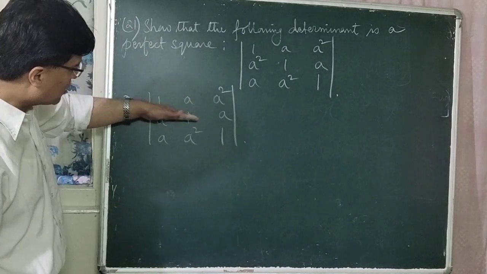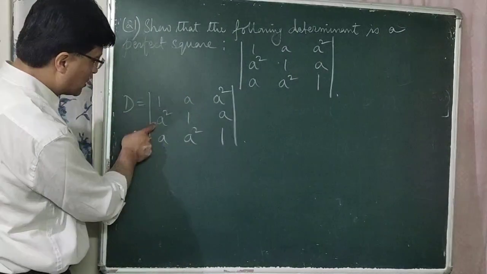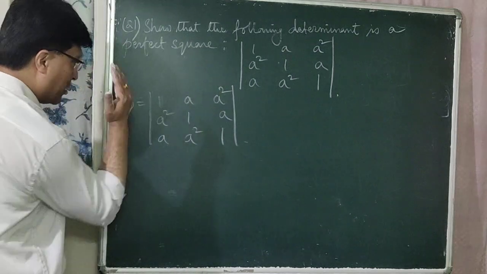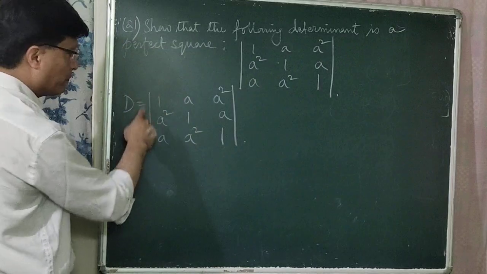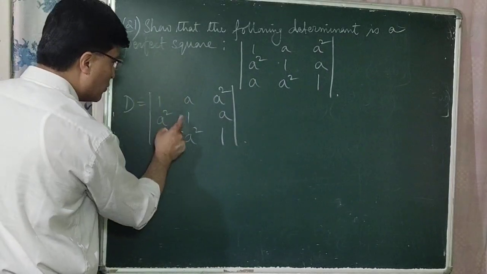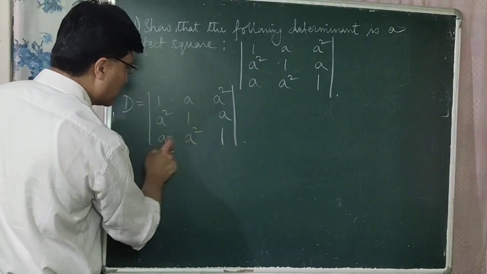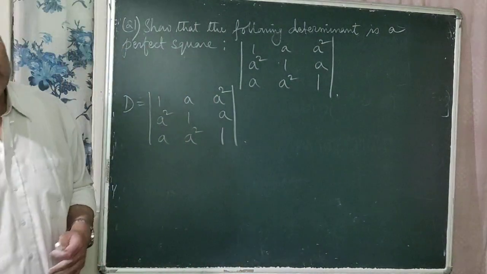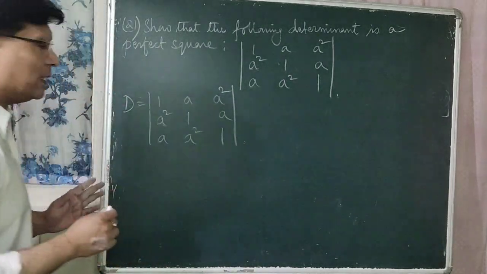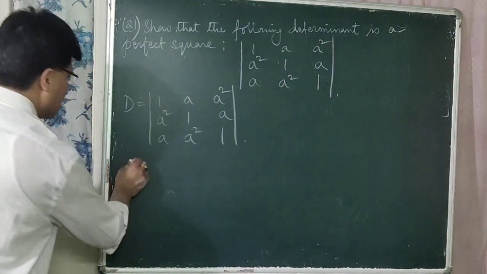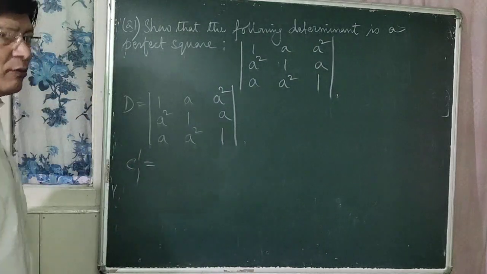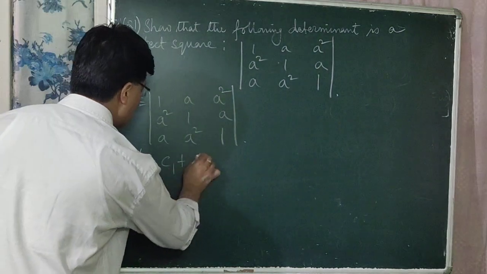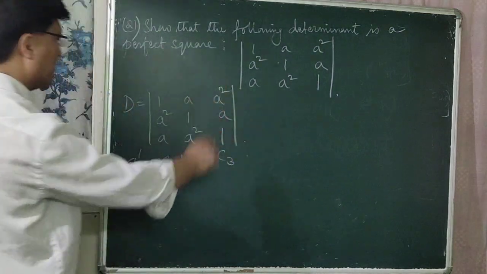What do we do? R1 plus R2 plus R3, let us check: 1 plus a square, 1 plus a square, 1 plus a square. You can also do C1 plus C2 plus C3 also. 1 plus a square. This is also 1 plus a square. This one is also 1 plus a square. You can do it anywhere, in R1 dash or C1 dash, it works. So let us do it column wise. C1 dash, that is new column 1. How does it change? C1 dash is equal to C1 plus C2 plus C3, right?